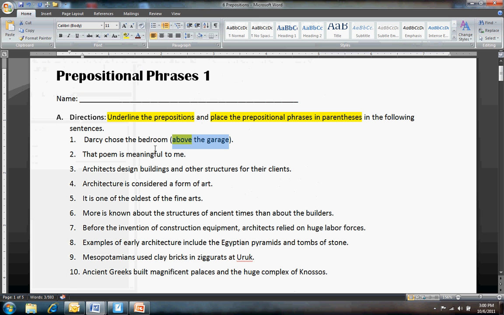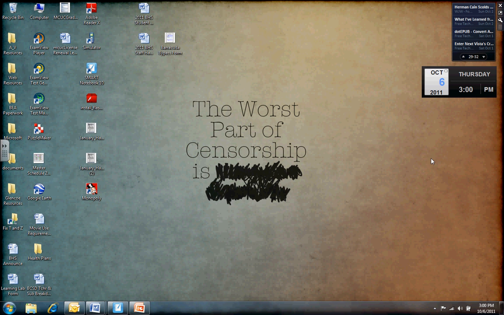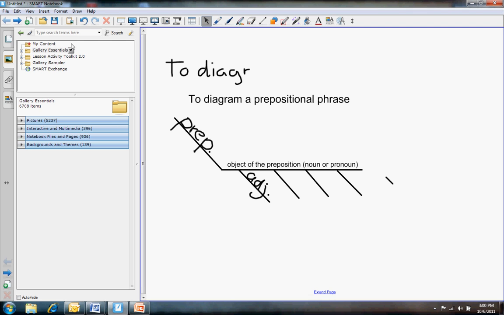Now let's go back to this one right here, above the garage. Above is the preposition, so that would go on the diagonal line. Garage is the object of the preposition, so that would go on the straight line. And the is the only modifier that we have here, so that would go underneath garage. Back to this.